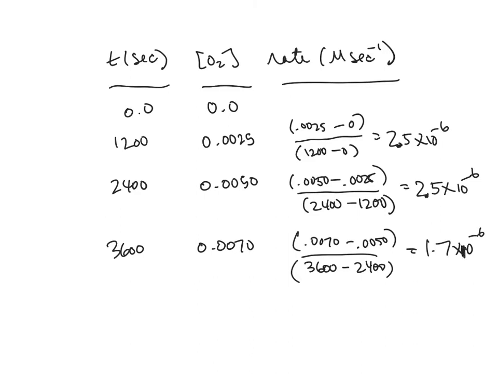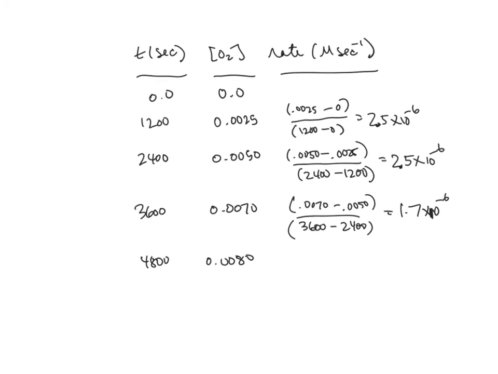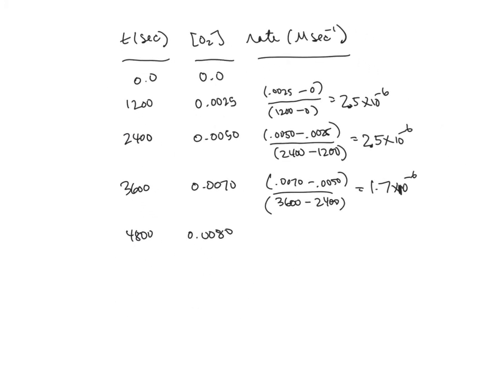And then you can look at the next one, 4800, and that's going to be 0.0080. So what do you see here? The concentration of O2 is starting to slow down. That's because the system's running out of reactant. So you have 0.0080 minus 0.007, and then divided by 4800 minus 3600. So this is 8.3 times 10 to the minus 7.